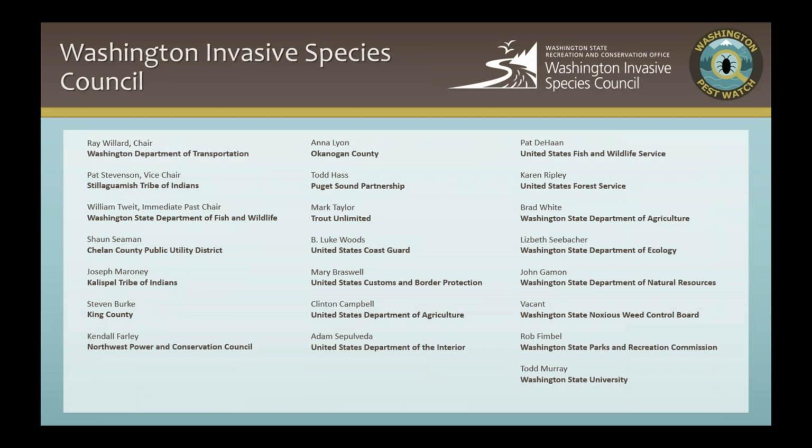Here you can see the composition of the Invasive Species Council today. We have 22 members ranging from state agencies to tribal government organizations, public utility districts, counties, regional organizations, nonprofits. It's really a great cross-section of different managers and decision makers that are all committed to preventing invasive species and managing them.